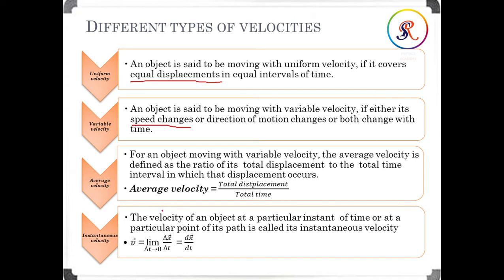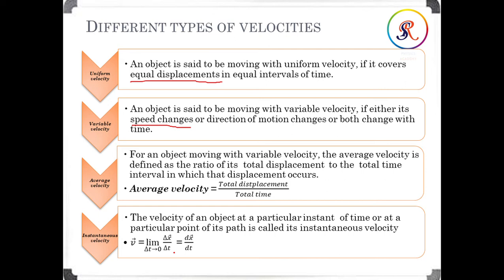Next is instantaneous velocity. Instantaneous velocity is the velocity of a body at any given time, but average velocity is total displacement divided by total time, so we can say delta x by delta t. Here delta x is the total displacement of the body, and delta t is the time. Average velocity is always less than or equal to the average speed. Instantaneous velocity is the velocity of an object at a particular instant of time or at a particular point of its path. Here the limit is taken of the change in displacement by the change in time.